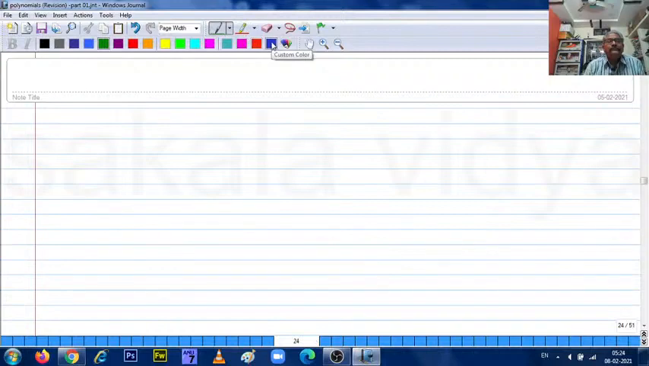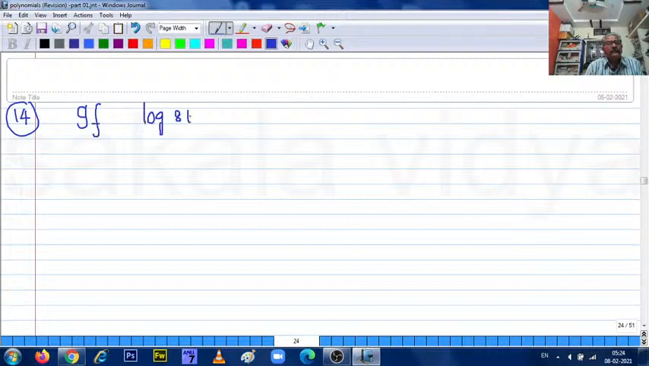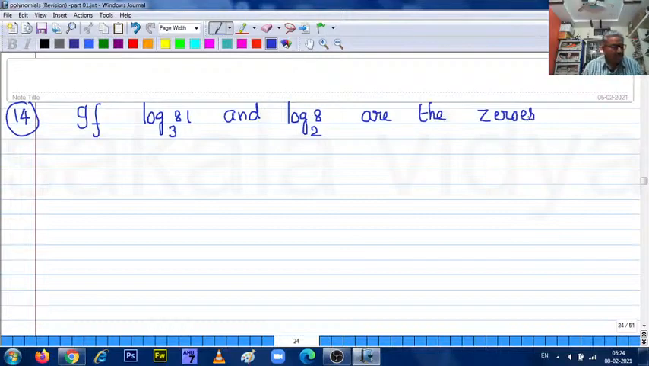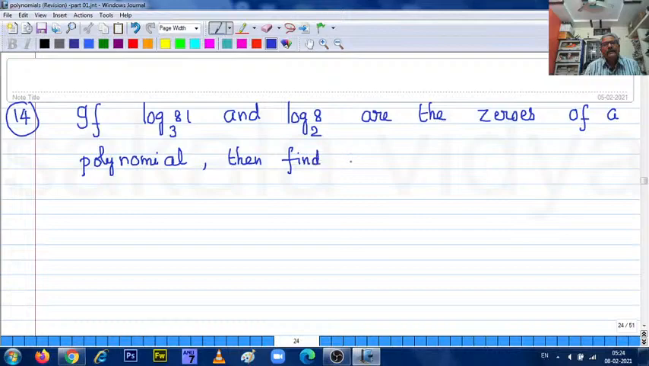Next question. So 14th problem. If log 81 to the base 3 and log 8 to the base 2 are the zeros of a quadratic polynomial, then find a quadratic polynomial.